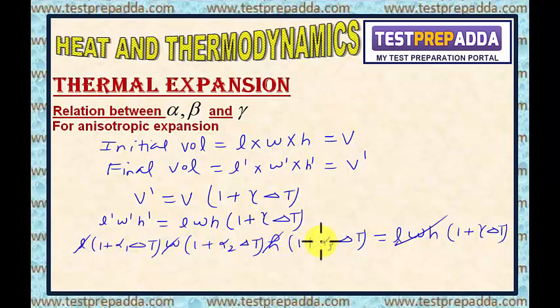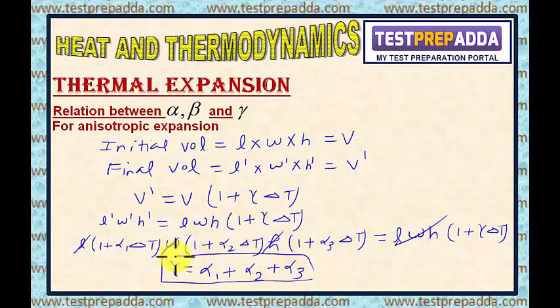Now if you open this, then those terms will be neglected, where we get alpha 1 into alpha 2 or alpha 2 into alpha 3 or alpha 1 into alpha 3 or alpha 1 into alpha 2 into alpha 3. And if you solve, you will get gamma is equal to alpha 1 plus alpha 2 plus alpha 3. So this is the relation between coefficient of volume expansion and coefficients of linear expansion for anisotropic expansion.